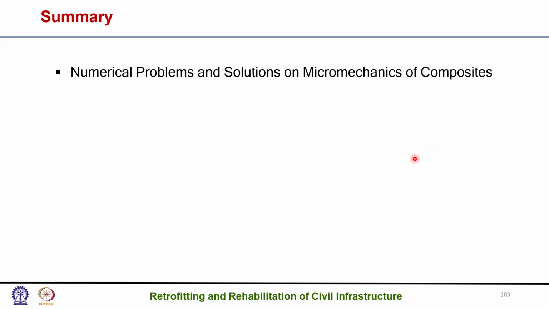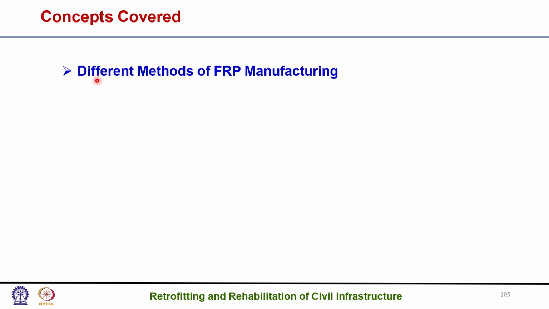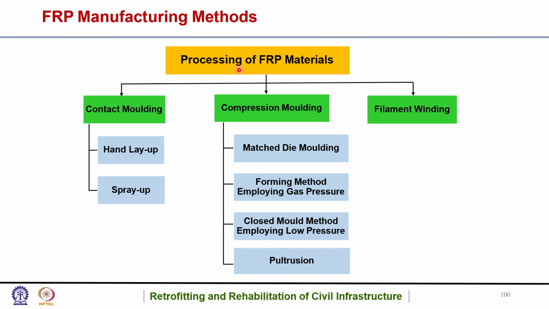Okay. So in this lecture we basically understood some of the numerical problems and solutions related to the micromechanics of composites. Next lecture we will be understanding the manufacturing of fiber reinforced polymer composites. Here we will be covering the different methods of FRP manufacturing. So FRP materials can be manufactured in three broad ways. One is contact molding, one is compression molding, and one is filament winding.